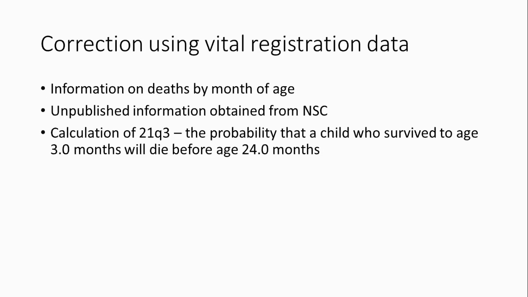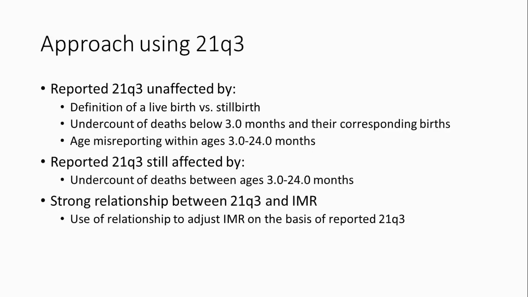This is the approach that we use for correcting our data. We use information on deaths by month of age, and this was based on unpublished information that we obtained from the National Statistical Office. And basically what we calculated was 21Q3, and that is in months. That's the probability that a child who survives to age 3 months will die before age 24 months. So why did we use 21Q3? We used it for the following reasons.